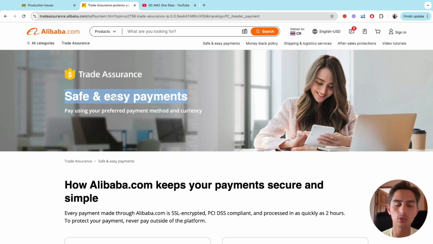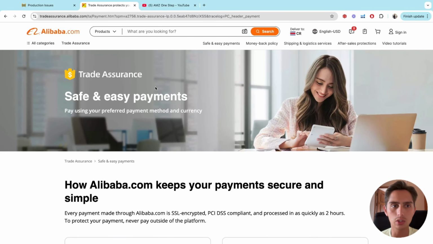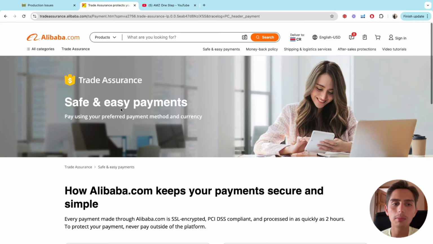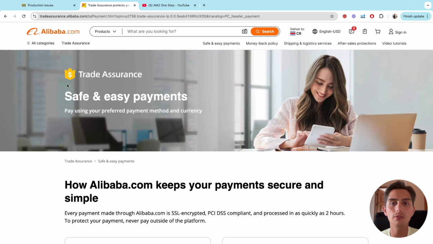If you're going to AliExpress or something like that, first of all, I would never recommend doing that. But if you already did, just see if they have a trade assurance on AliExpress or that company you're working with. But here in Alibaba, this is basically how it works. It's a very straightforward process. You just reach out to them and explain.